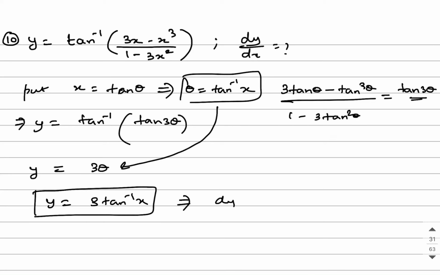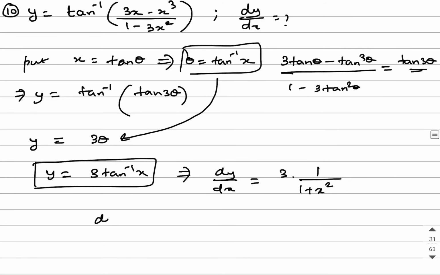Now differentiating on both sides, dy by dx will be equal to 3 into derivative of tan inverse x, which is 1 divided by 1 plus x square. So the required answer will be dy by dx is equal to 3 divided by 1 plus x square.